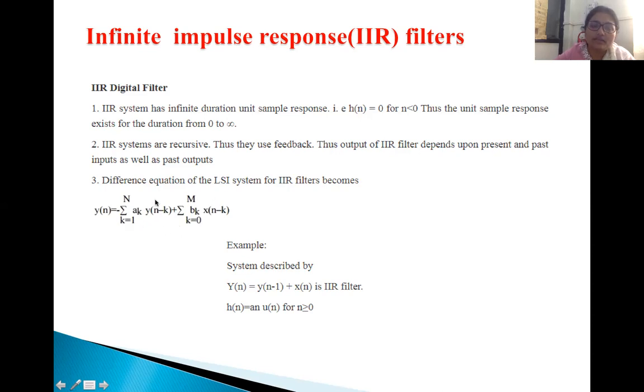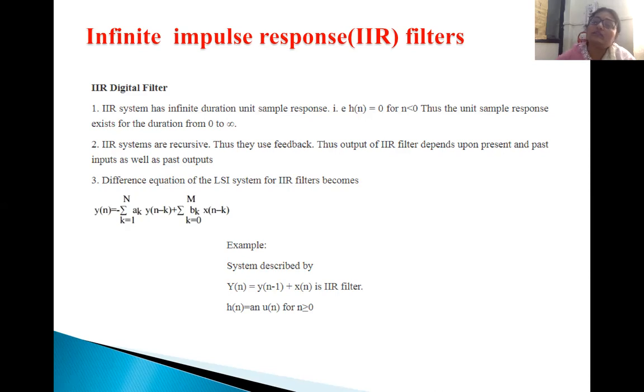If I substitute values and look at the particular equation, here the system is described as y[n] equal to y[n minus 1] plus x[n]. So here both input and output are involved in the design of the system. So this is called an IIR system. When the system includes only input, then the system describes an FIR filter.